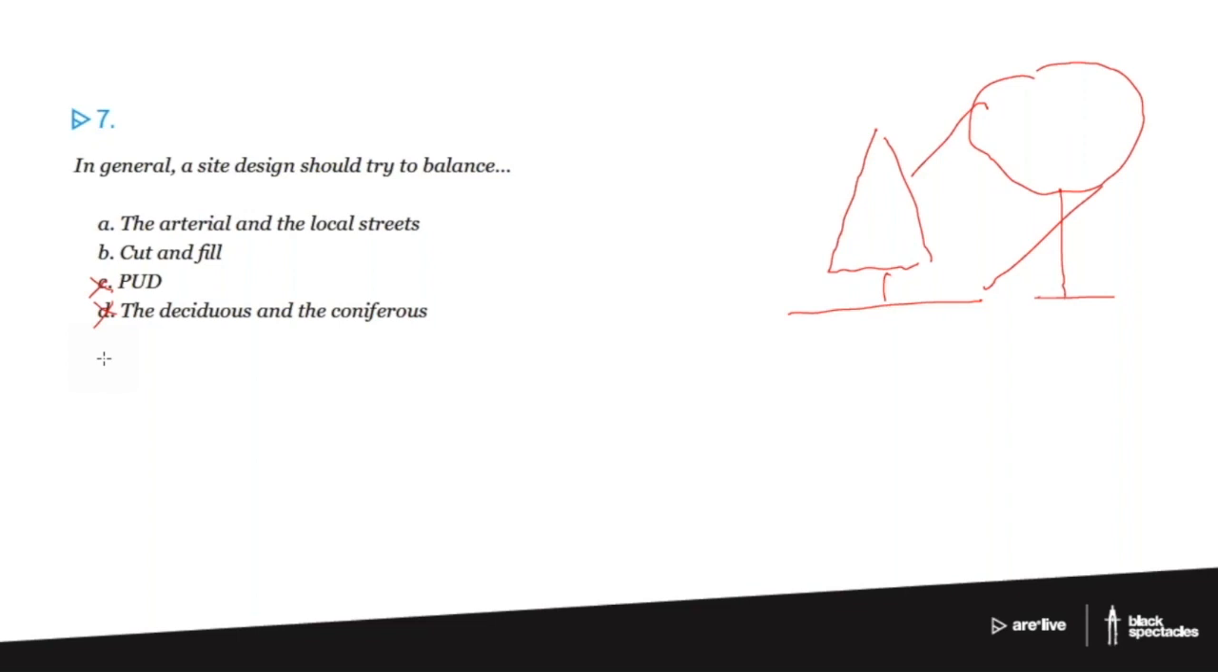So again, there are issues with arterial and local streets that I would want to think about and make sure I was using appropriately, given the site and given the location, what I had access to, but it's not something that I can balance. So we're down to and left with cut and fill. So what the hell is cut and fill?